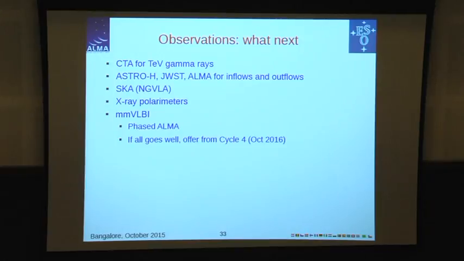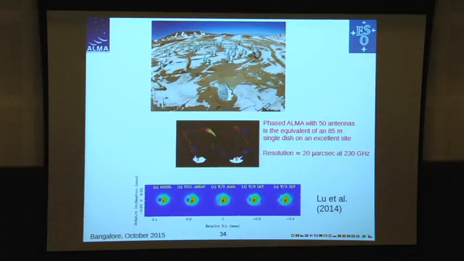And if all goes well, we hope to be able to offer this from the beginning of cycle 4, which is October of next year. So there's ALMA on the Chajnantor Plateau. What you do is you phase up the signals from 50 or possibly more of the antennas. This is a standard technique in VLBI now. It gives you the equivalent of an 85-meter single dish if you do it perfectly, and it's on a very good site.